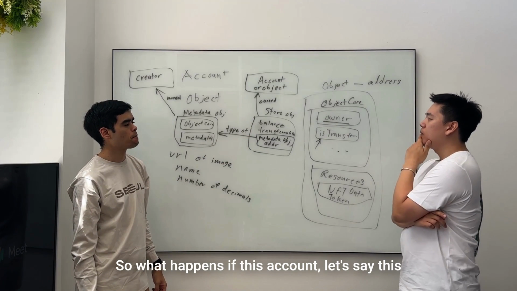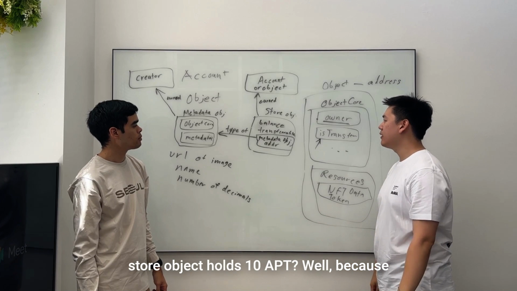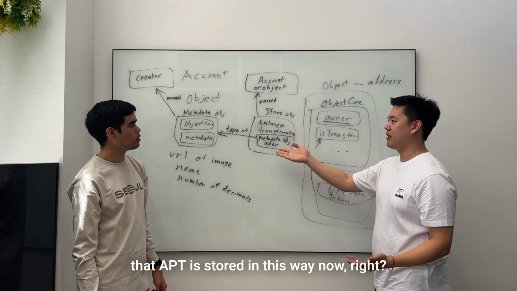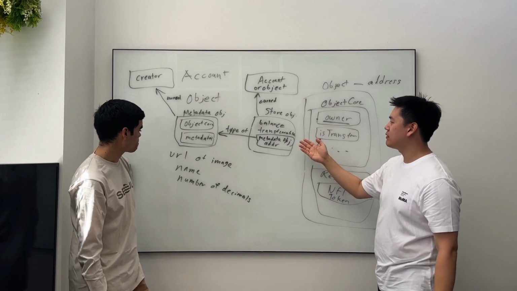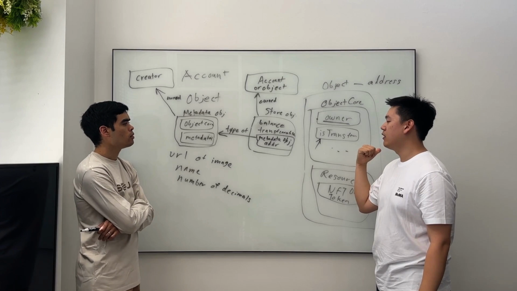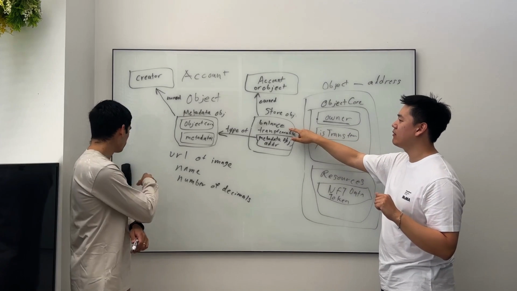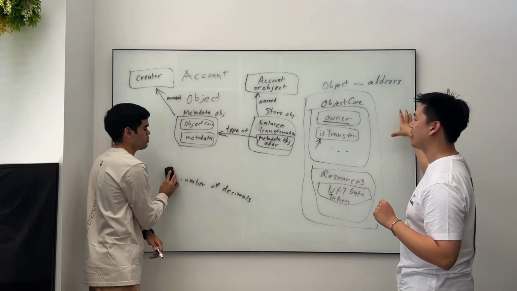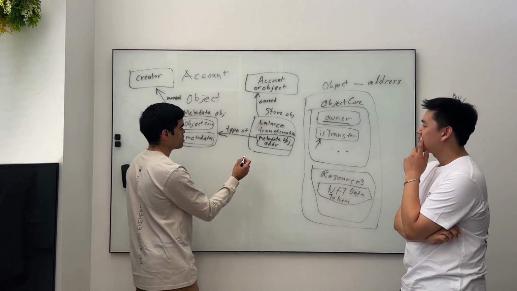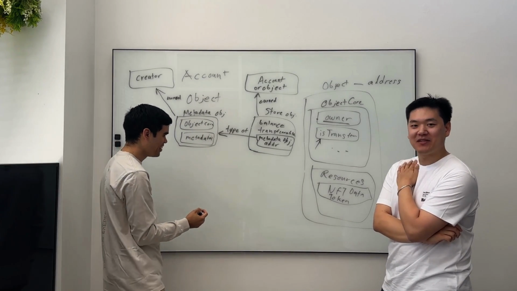I see. So what happens if this store object holds 10 APT? I'm assuming that APT is stored in this way now, right? Yeah. Okay, so let's say this account holds 10 APT, and I send 5 APT to somewhere else. What exactly happens? Does that just update this balance property, subtract the 5 here and then add it to that account's store object? Or do some other things happen? It sounds like this is a question you asked me earlier. There's a reason why I'm doing this, you guys.